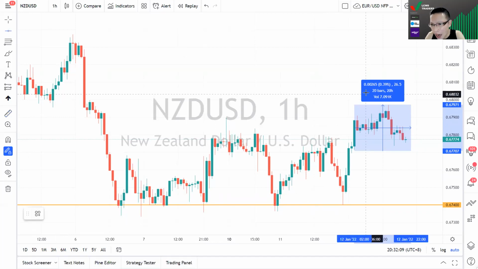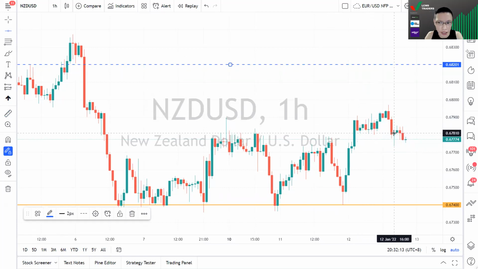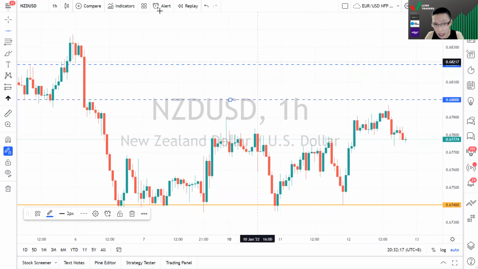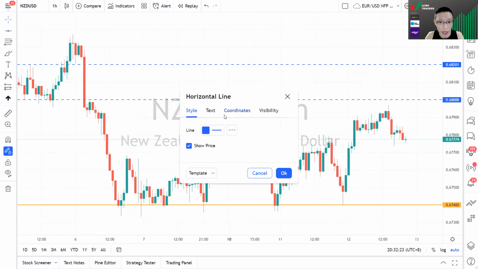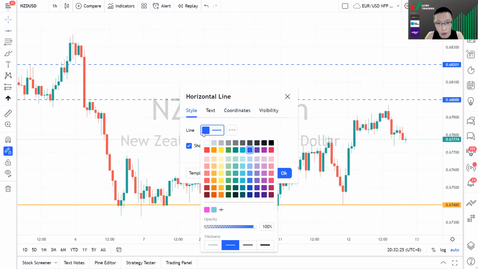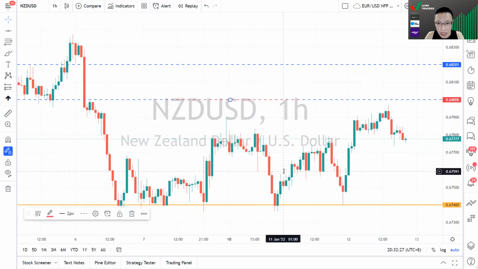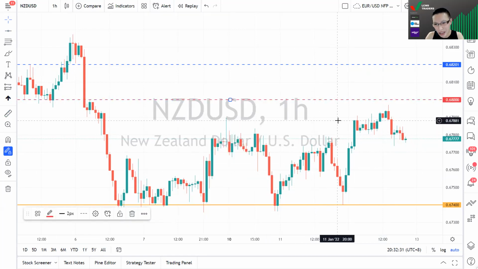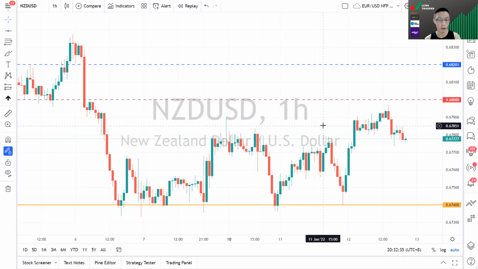0.682. Why 0.682? It's because it's a little bit tricky over here, all right? If, let's say, we are looking at this at a higher time frame, say for example maybe H4 or maybe daily, then I may not be paying too much attention to this 0.68 level.